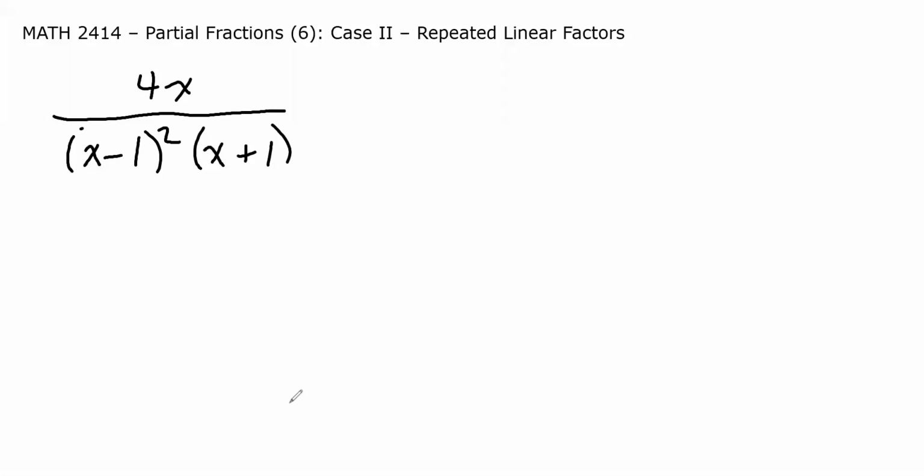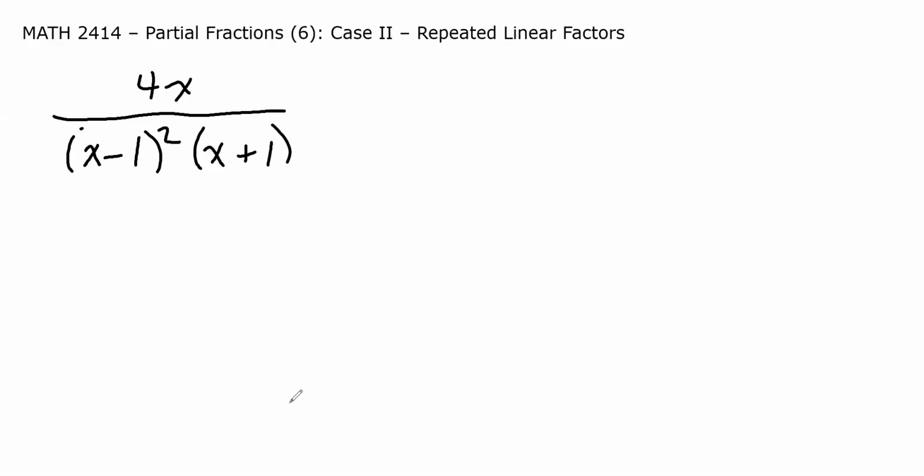Math 2414, Partial Fractions, Video 6, Case 2, Repeated Linear Factors. In the previous videos, we integrated a rational function whose denominator factored into three unique linear factors. Essentially, what makes them unique is their exponents are 1.